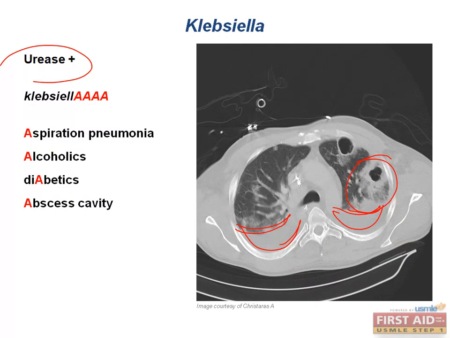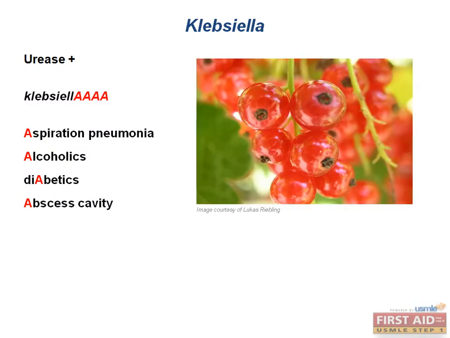Can you remember the buzzword that is commonly used to describe the appearance of sputum in Klebsiella pneumonia? Red currant jelly sputum is the classic description, so you might see it described as mucoid or red appearing. Here's some fresh currants to help you remember.